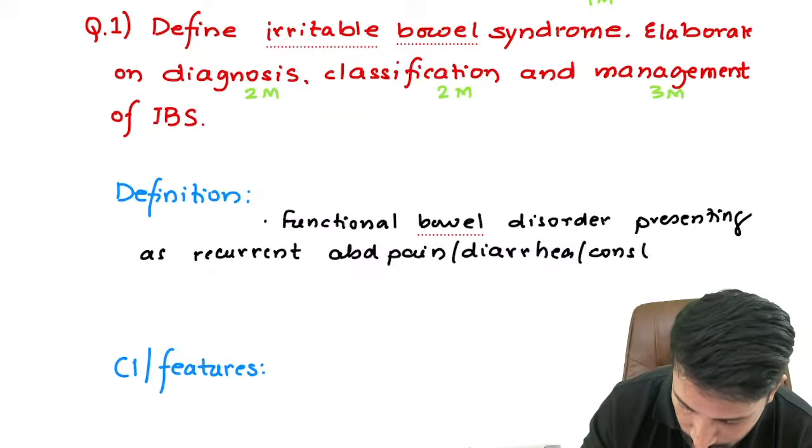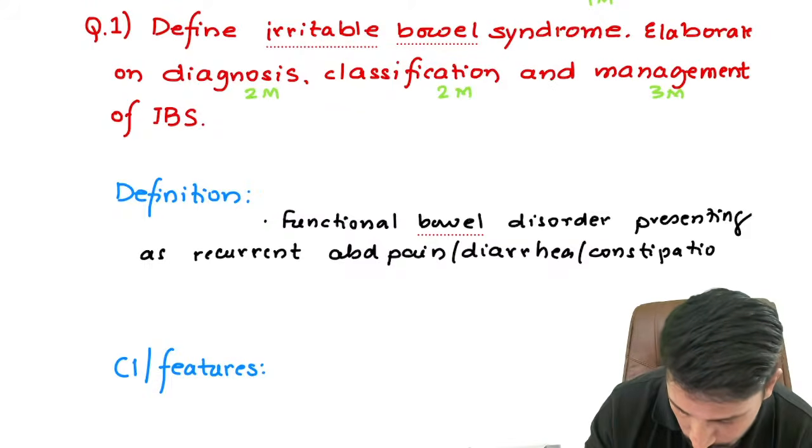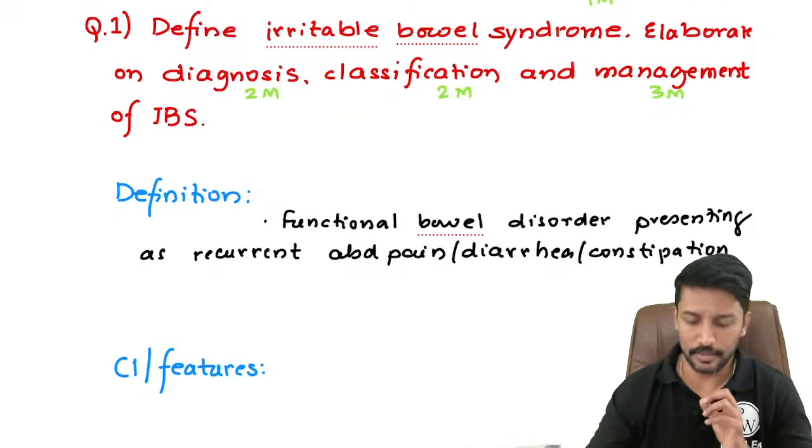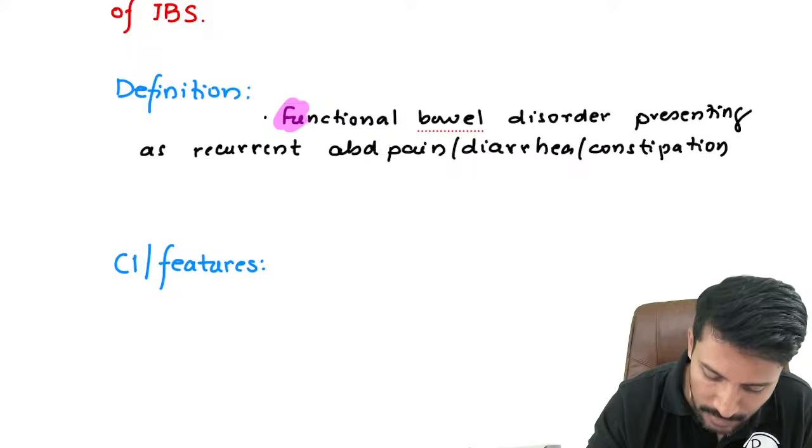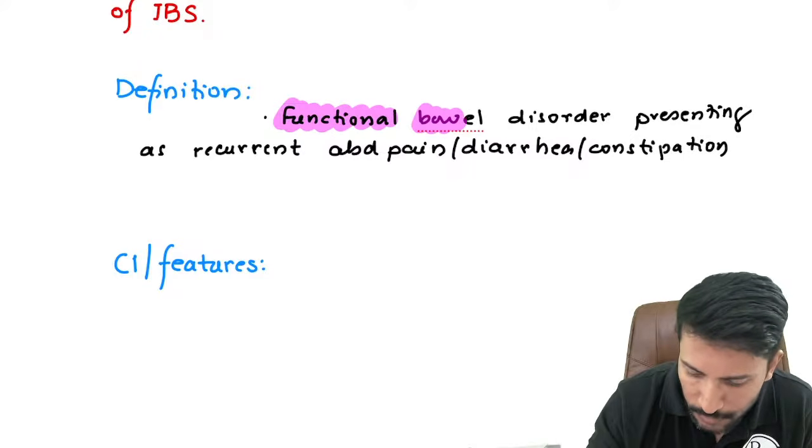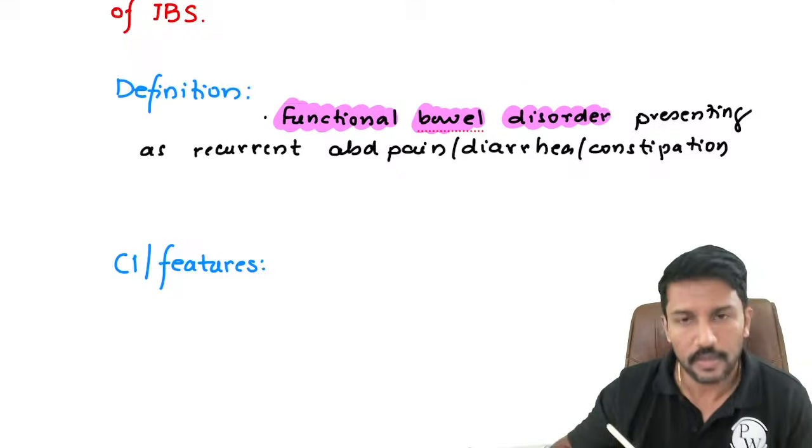That completes our definition of irritable bowel syndrome. The important wording here is that it's a functional bowel disorder. Now, what is a functional bowel disorder?